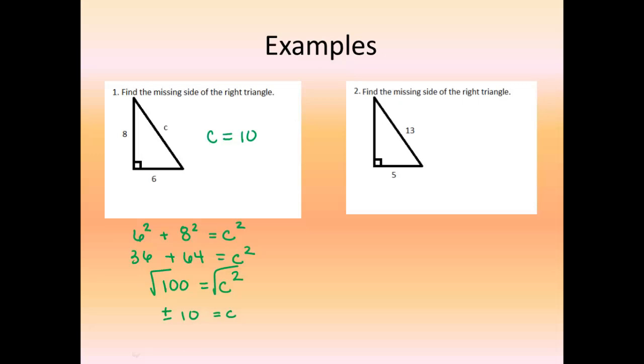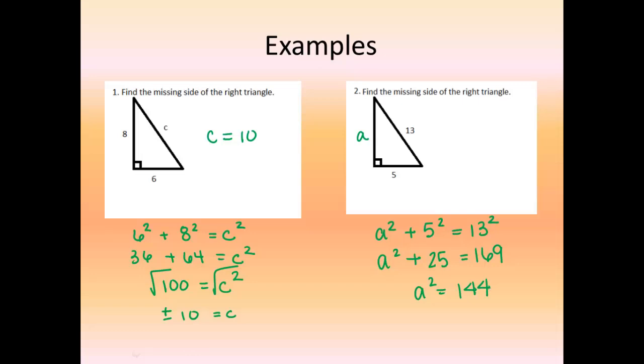Let's try example 2. Find the missing side of this right triangle. For this one, I'm actually looking for one of my legs, and I can call that leg a, or I could call that leg b. I'll go ahead and call it a. So I will have a squared plus 5 squared equals 13 squared. So I'll need to start to simplify. a squared plus 25 equals, we'll have to use our calculators to do 13 squared, and we get 169. The next step would be to subtract the 25 to the other side, which gives me a squared equals 144.